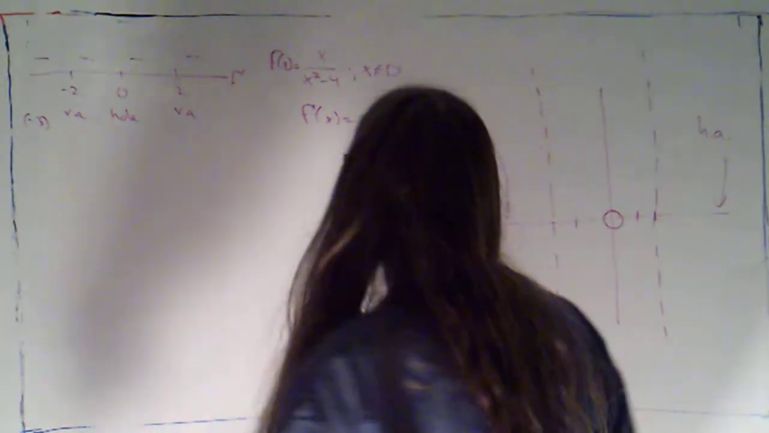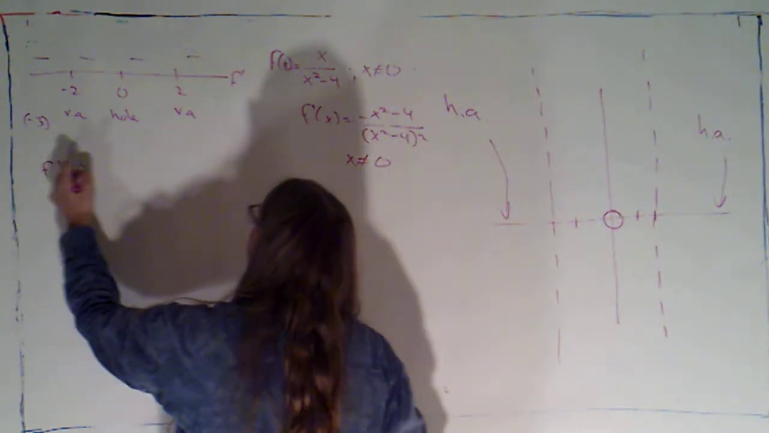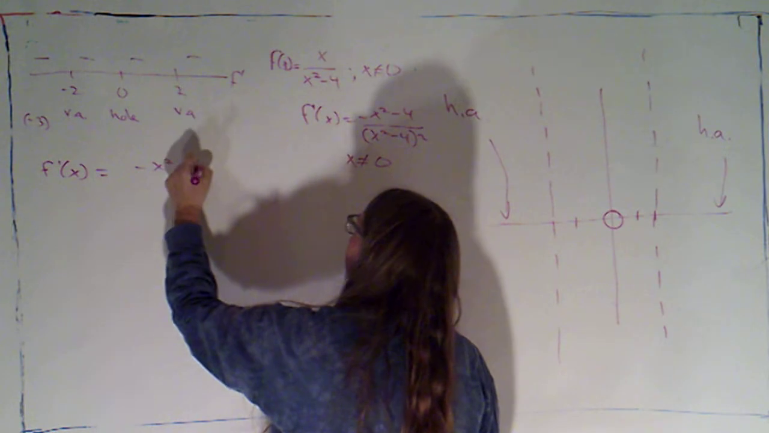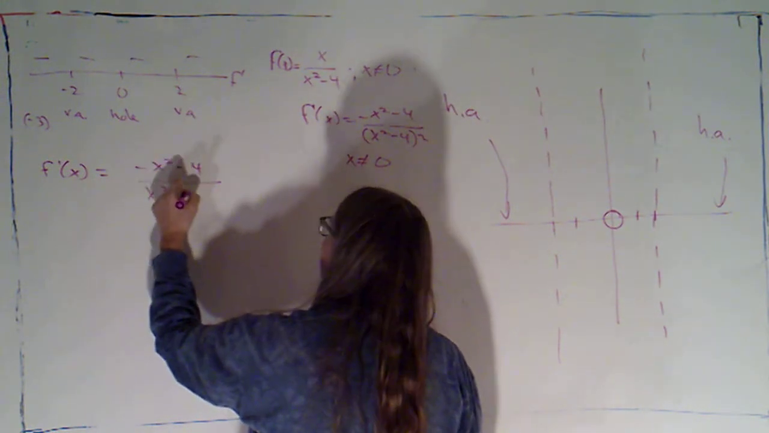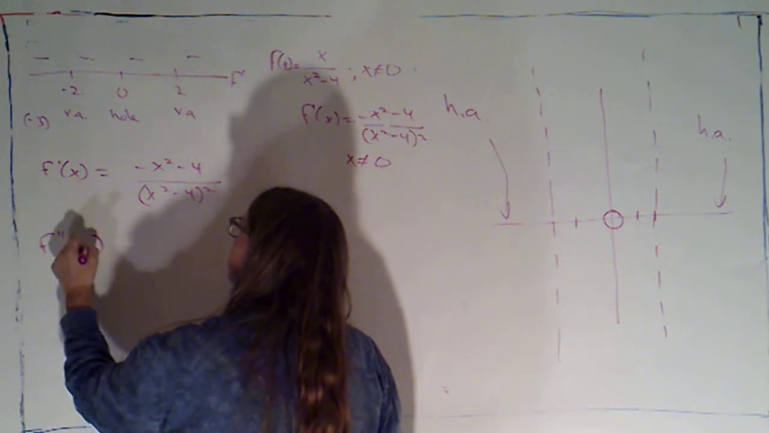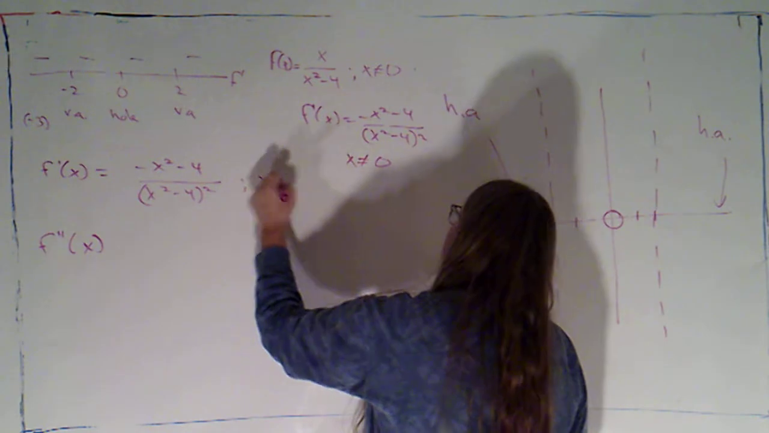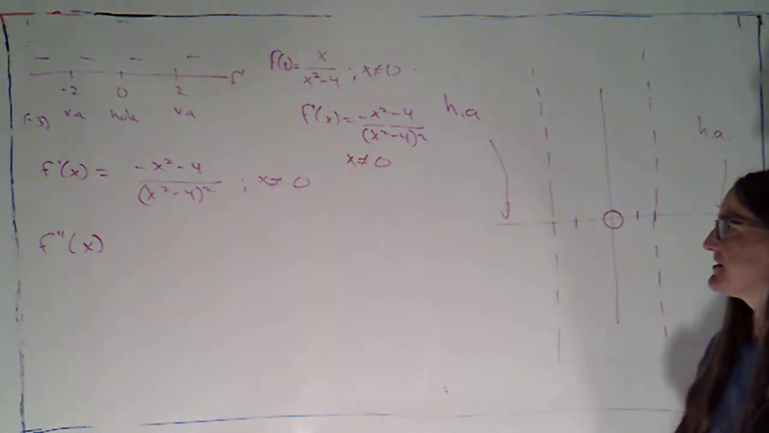Okay, as promised, we're continuing with this example. So I had f prime of x, and that was negative x squared minus 4 over x squared minus 4 squared. I want to now find f double prime of x. Oh, and let's make a note. This is with the restriction that x is not 0.